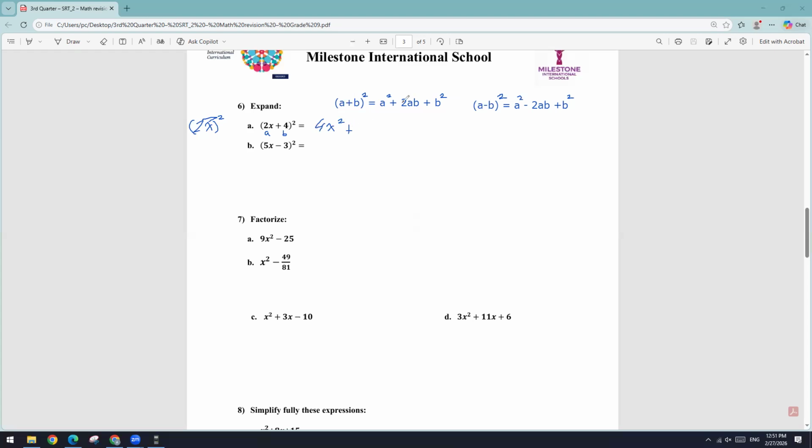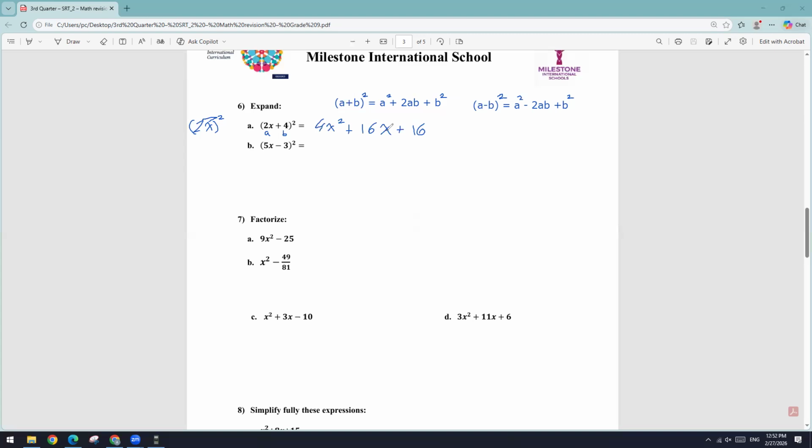Then plus, now 2 times a times b. 2 times 2x, 4x, times 4, 16x. Then plus, the last value, instead of b, it's 4. We should do b squared, which means 4 squared, which is 16. So this is expanding the quadratic formula.